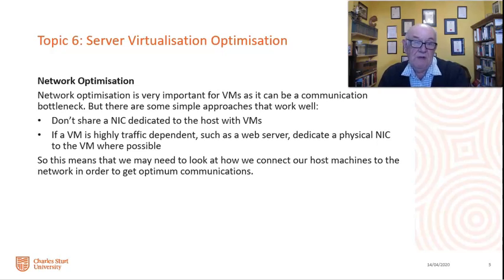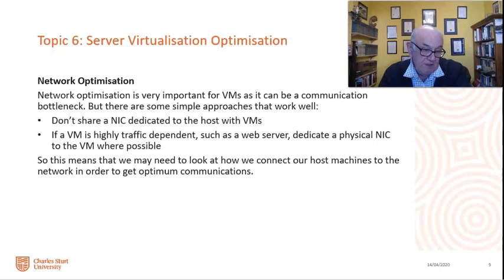The host also needs communications. And if you've got it in a cluster with other hosts, then it needs to communicate with them. If you've got a VM which is highly traffic dependent, such as a web server, or perhaps a database server which gets a lot of access, then you may need to think about dedicating a physical NIC to that VM where it's possible. So this means we need to start thinking about how we connect our host machines to the network in order to get optimum communications.